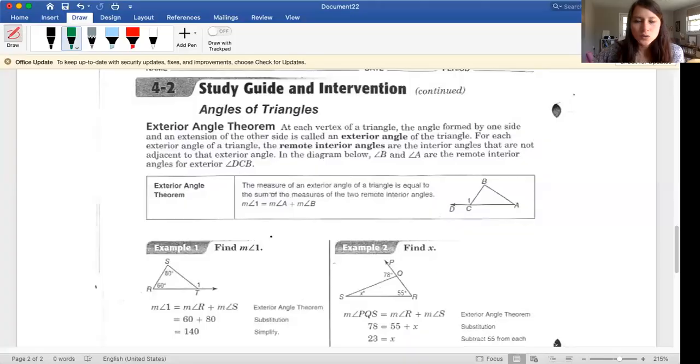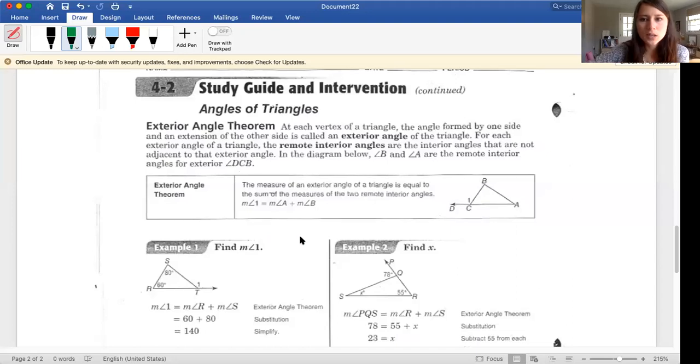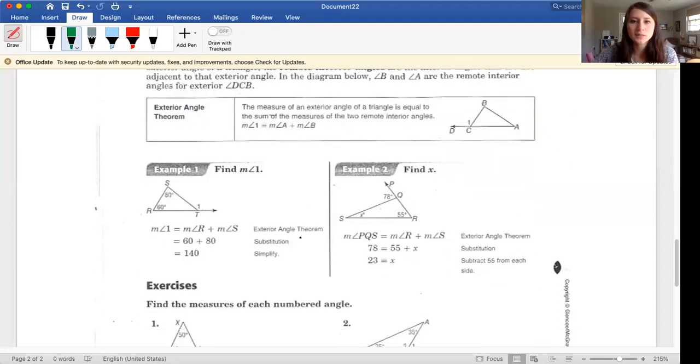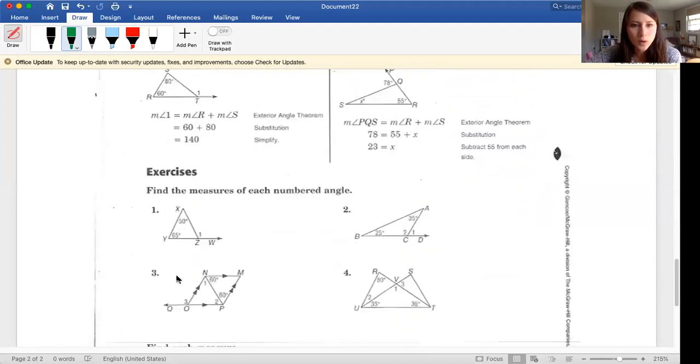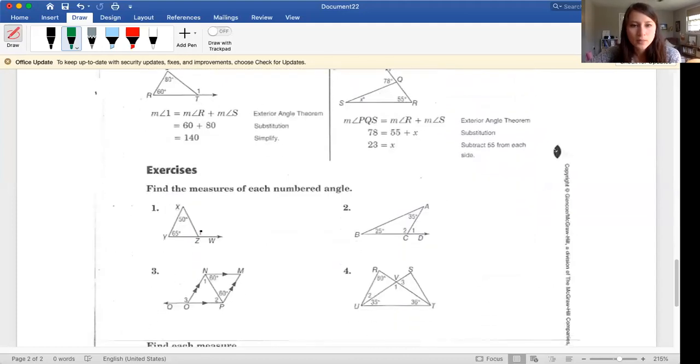So let's go back to my study guide. Over here, we can use this information to help us find missing parts. For example, number 1, if we want to find this angle measurement, we could just do 50 plus 65. Angle 1 equals 50 plus 65 degrees, and then angle 1 would be 115 degrees.